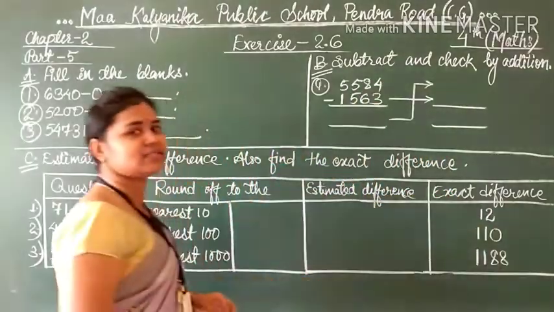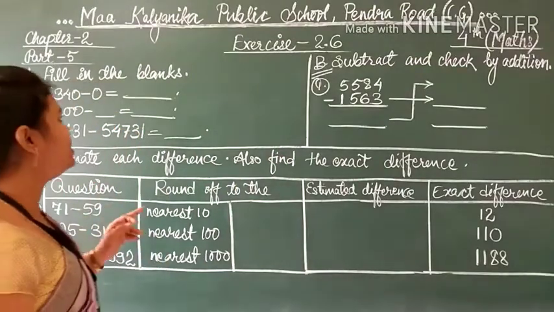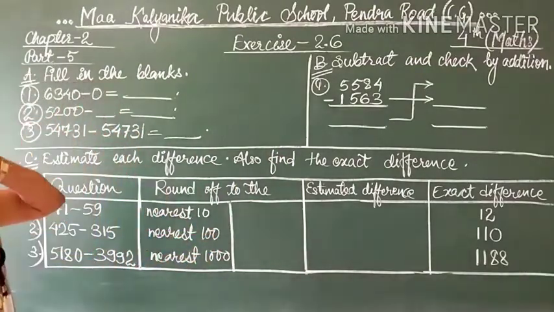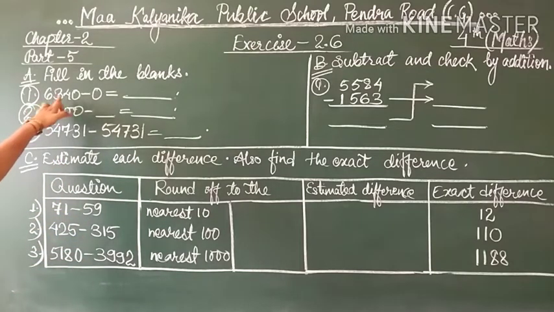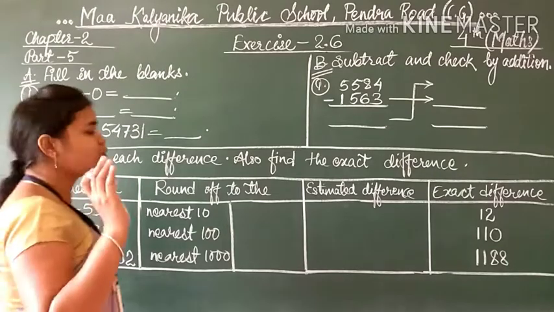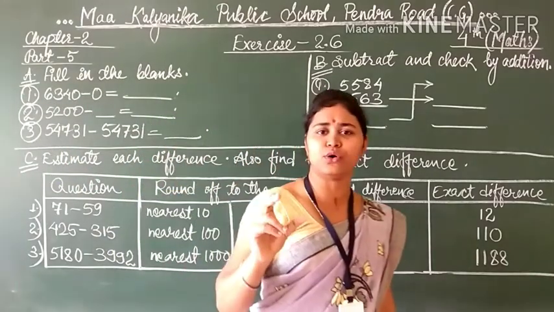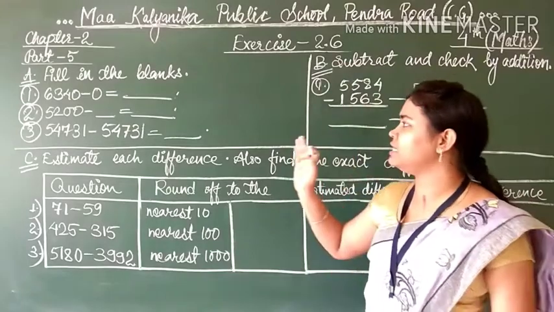Okay, so see we are starting from question number 1. Fill in the blanks. Okay, question number 1 is fill in the blanks. All 3 I'll solve for you. So see here, 6340 minus 0. So students, some rules are there regarding the 0 digit. What is that? I'll tell you now.